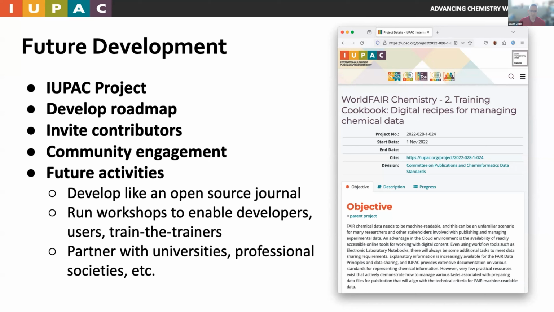So we're wondering if this site might end up being kind of like an open source journal, because obviously the review process seems very similar to that. This is going to be great for enabling developers in the chemistry space, and in particular for helping to train trainers. And we're looking to partner with universities and professional societies to really get the word out, but also solicit interest and obviously contributions as well.